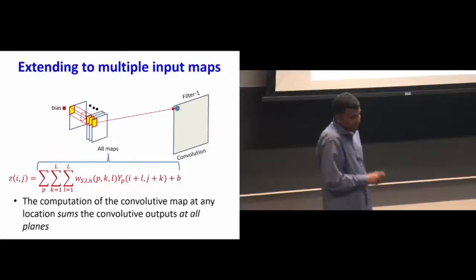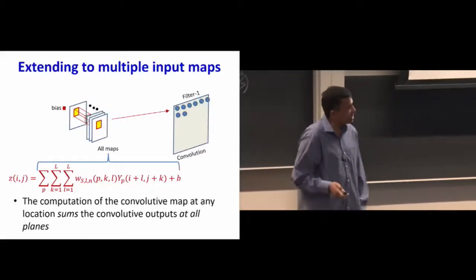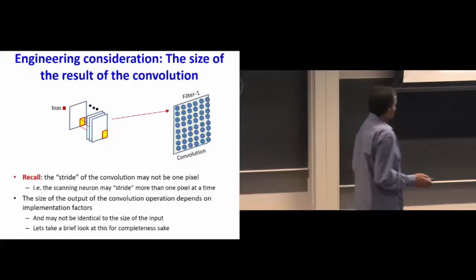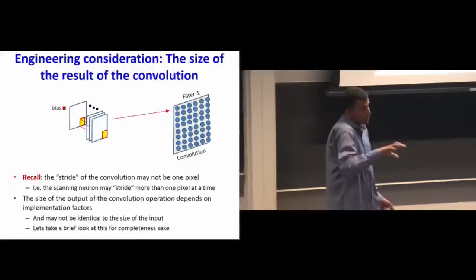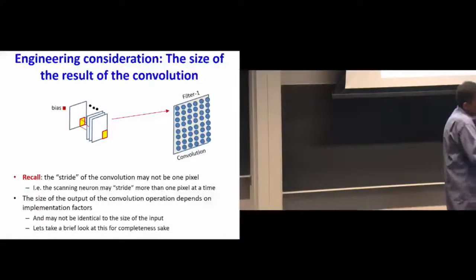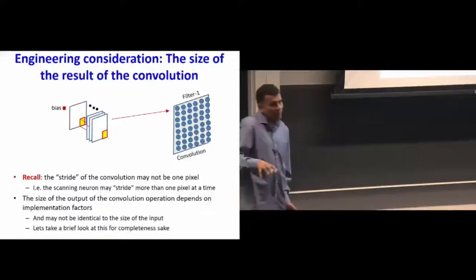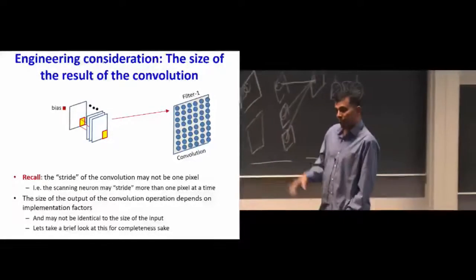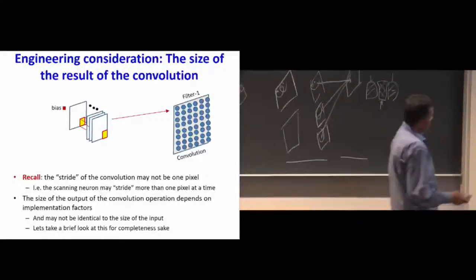Another thing that happens, just an engineering issue, is the way I've shown it: I'm scanning left to right 1 pixel at a time. There's no necessity for you to be scanning 1 pixel at a time. The shift that you have is what is called a stride. And the stride could be more than 1 pixel. You could be jumping 2 pixels at a time or 4 pixels at a time. And the size of the output is going to depend on how much you jump between one position and the other. It's going to depend on the stride.